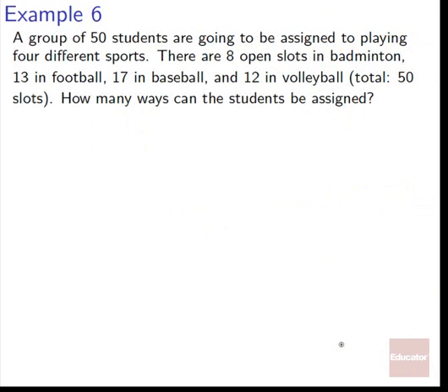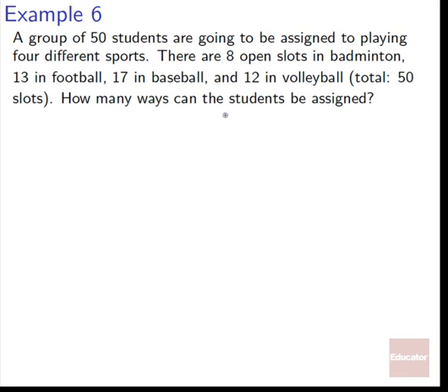Final example, example 6: a group of 50 students are going to be assigned to playing 4 different sports. There are 8 open slots in badminton, 13 in football, 17 in baseball, and 12 in volleyball. Notice that makes a total of 50 slots. How many ways can the students be assigned? So we're going to look at this in 2 different ways.